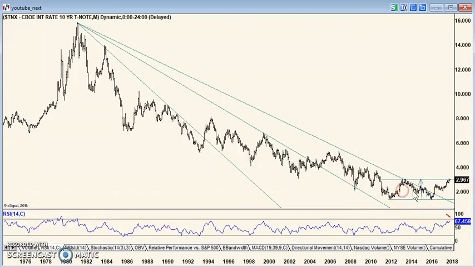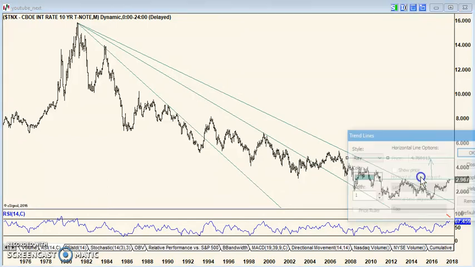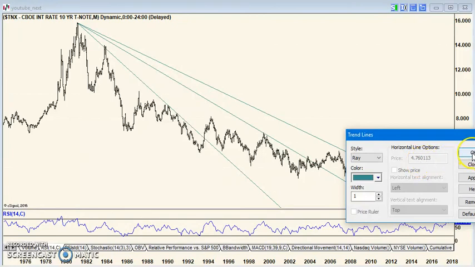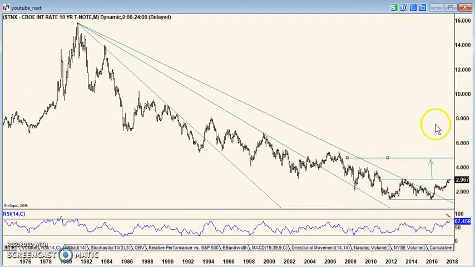I'm going to measure the height of this channel, this range, bring it up here, grab another parallel, see if it makes sense as a target, and it kind of does. So for the long term, this is not a short term thing, it's a long term 4.75-ish, that type of rate would be a long-term type of target. I'm going to say long-term, I mean 2 years, maybe 3.